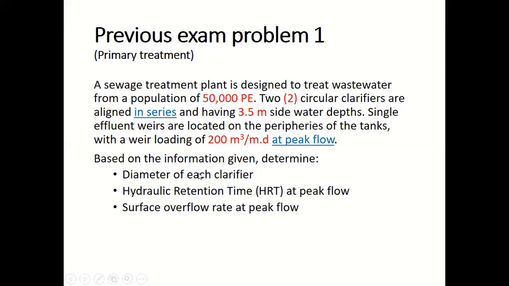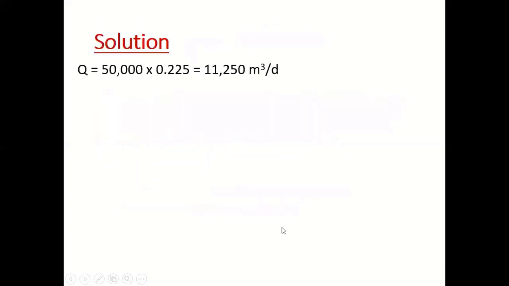Okay, based on the information given, determine the diameter of each clarifier, hydraulic retention time at peak flow, and surface overflow rate. Okay, simply, we can calculate first the Q. We have PE is 50,000. So PE times the average standard flow rate, which is 0.225 meter cubed per capita per day. So the Q is 11,250 meter cubed per day.